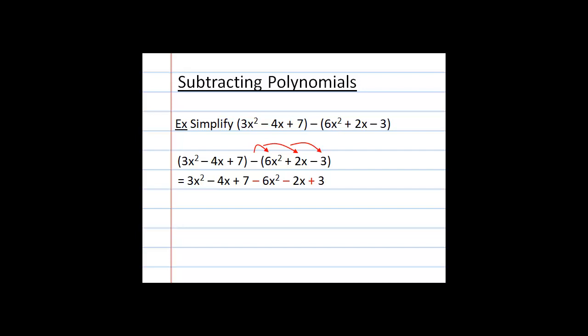Again, I'm going to collect my like terms. We have x squared terms, x terms, and constant terms, just like the last time, the constant terms being the ones that don't have variables attached to them. Then we're going to add and subtract like terms the same way we did before. This time I have 3x squared and I'm subtracting 6x squared, so that's going to give me a negative 3x squared. Negative 4x minus 2x is going to give me negative 6x, and the positive 7 plus positive 3 is going to give me a positive 10.